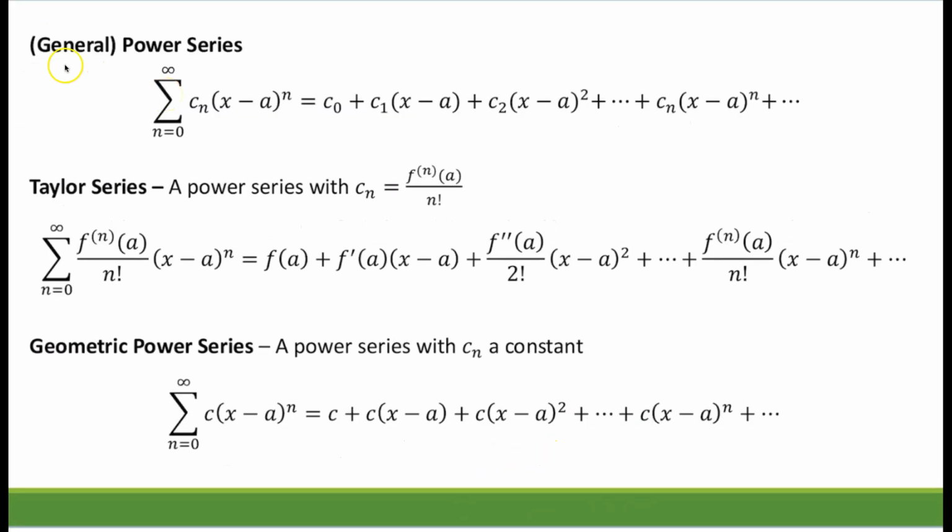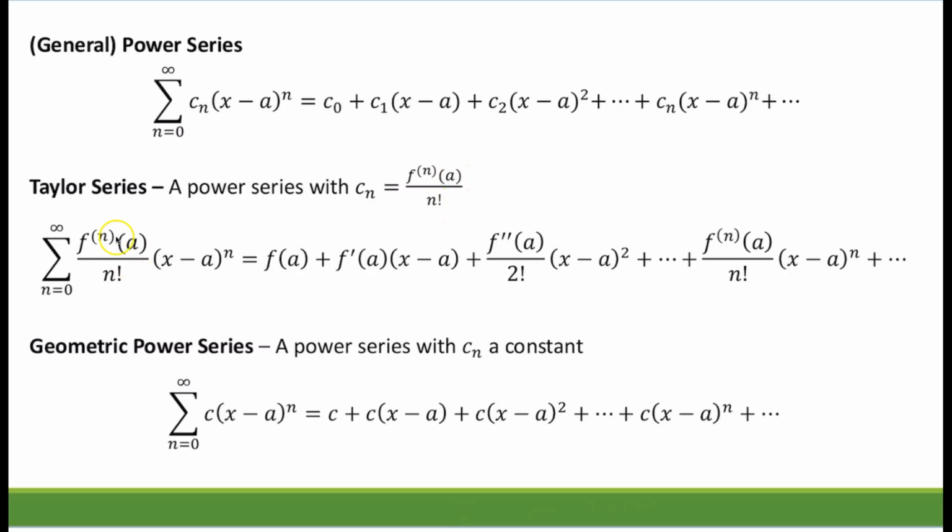Let's now do a side-by-side comparison. So here is a general power series. We just looked at that. That looked like the sum of n equals 0 to infinity of c sub n times (x minus a) to the n. Now, a Taylor series is a power series, but c sub n has a very specific formula. To find those coefficients, we use the nth derivative of f at a over n factorial.